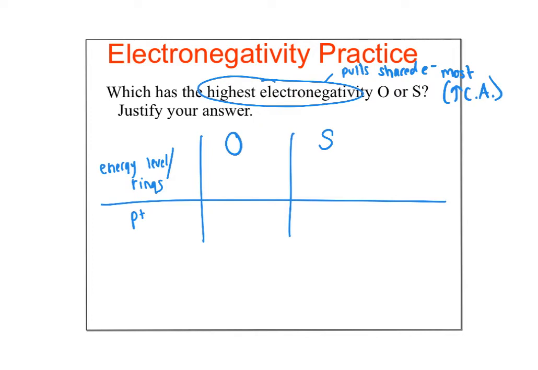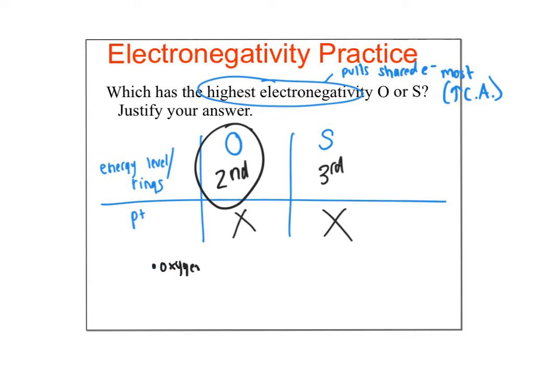Got mine pulled up right now. That's a lie. I don't. ptable.com. There we go. All right. So we have oxygen, who is in the second period, and sulfur, who's in the third row or third period. So I don't need to look at protons because it is not a tie. So which one of these will pull the shared electrons the most? Who will have the highest Coulombic attraction? That's going to be oxygen. Here's why.